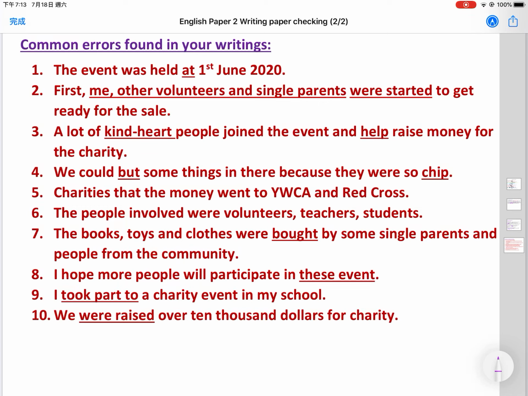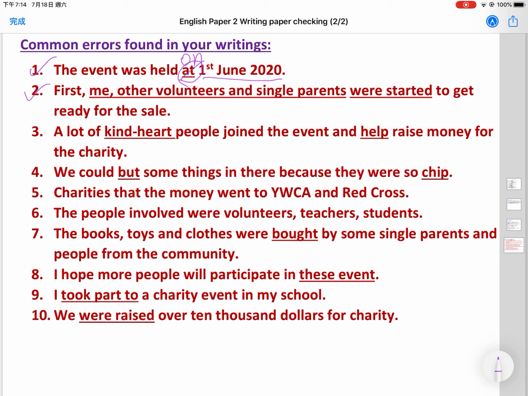Now, the first one, the event was held at 1st of June in 2020. All right, so I underlined the mistakes, okay, for you to have a go easily. Okay, do you know what it should be? That's right, so before a date, we should use the preposition, the wrong usage of preposition. We should use on. Okay, on. The event was held on the 1st of June 2020.